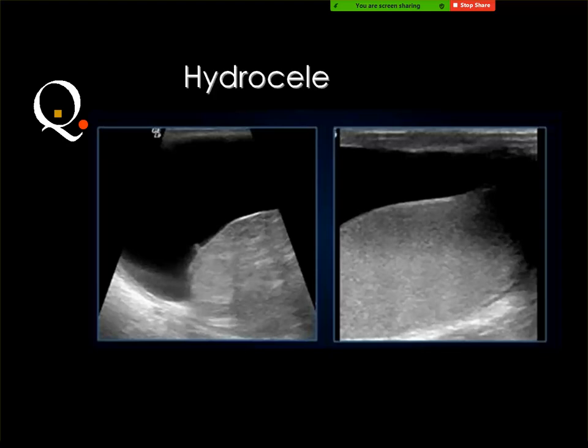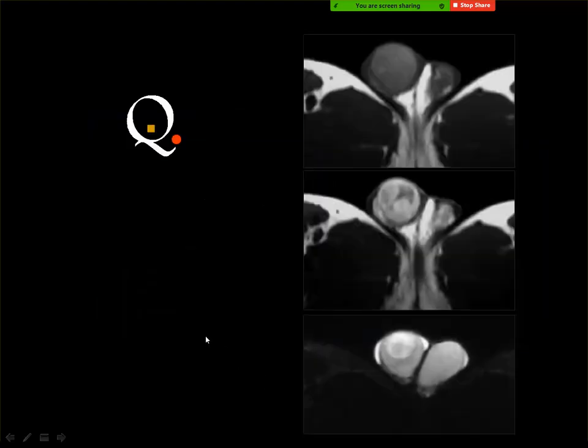Hydrocele. Yes, all right. And this is the testis, which is normal, and this is the scrotum, which is filled by anechoic fluid, as you can see, characteristic of hydrocele.